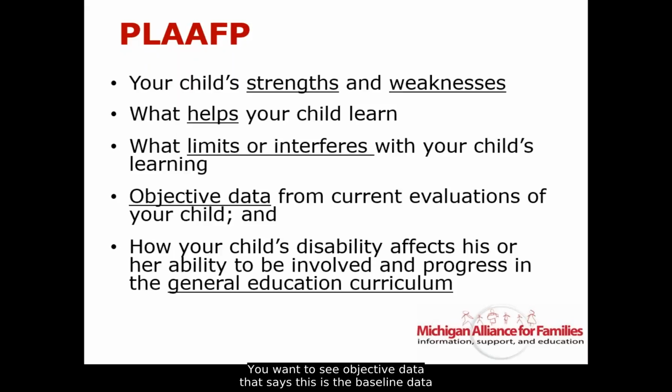You want to see objective data that says this is the baseline data, where this kid was in September, and now this is where they are in January. So what does that objective data look like? It could be from a number of sources. It doesn't have to be the big test, the WISC, the Woodcock-Johnson. It could be data that the classroom teacher has collected around a writing sample, and the writing has improved, or the ability to sit longer in order to receive instruction.